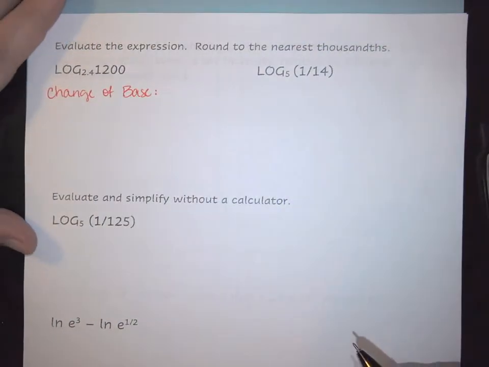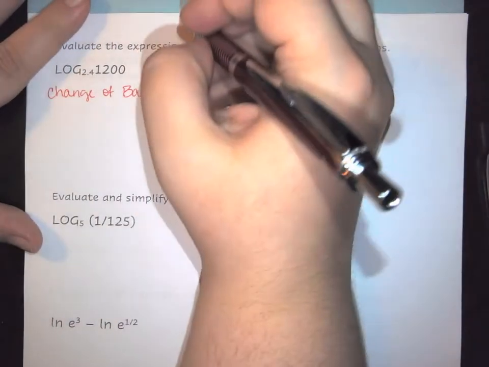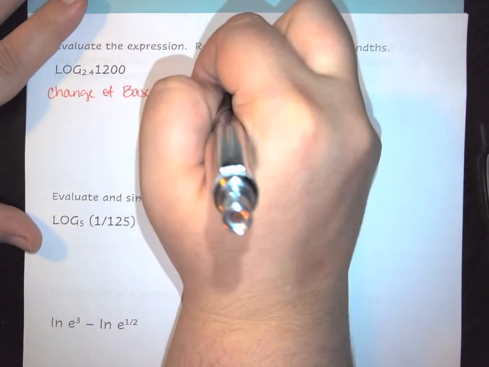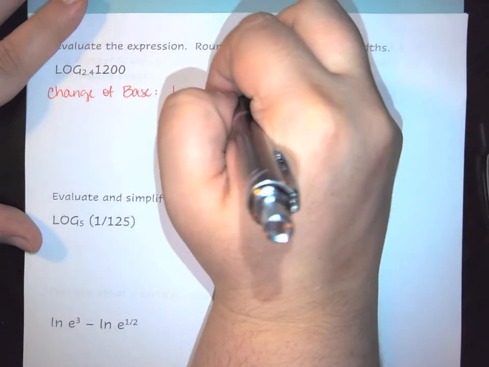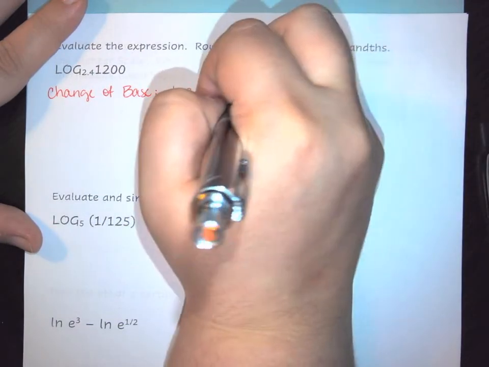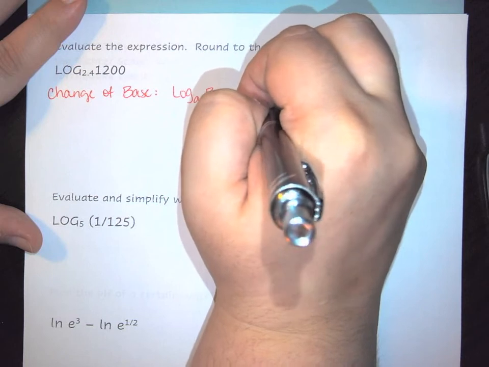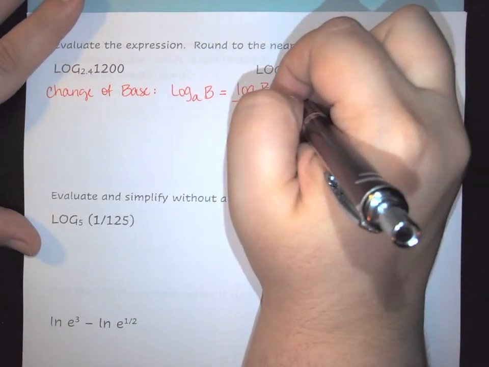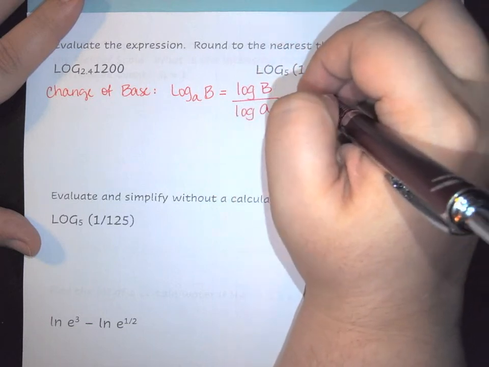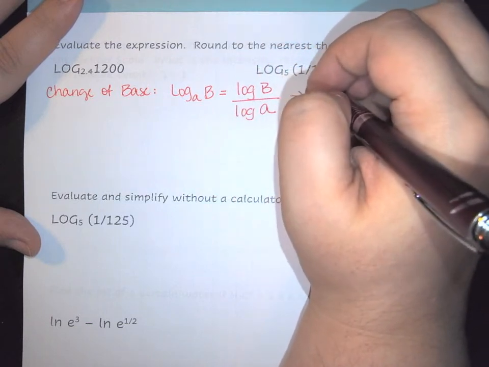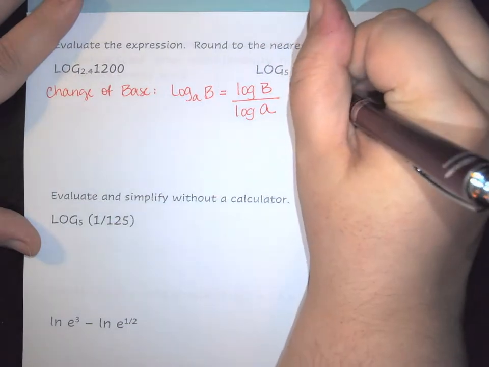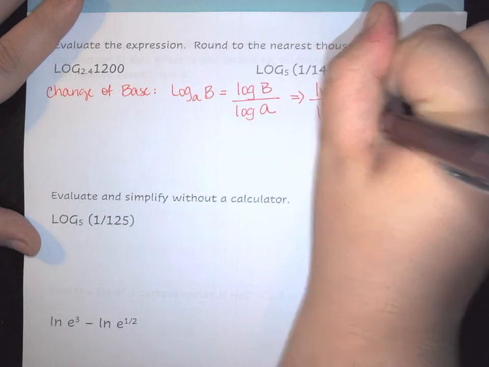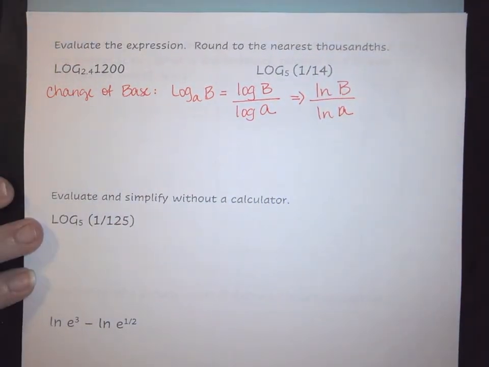And the change of base is a rule that goes as simple as this. If you have log base A of B, well, that's going to be the same as having the log of B over the log of A. Now that same idea can be applied to your natural log. So again, we can use the natural log of B over the natural log of A, just depending on the problem we're working. Okay.